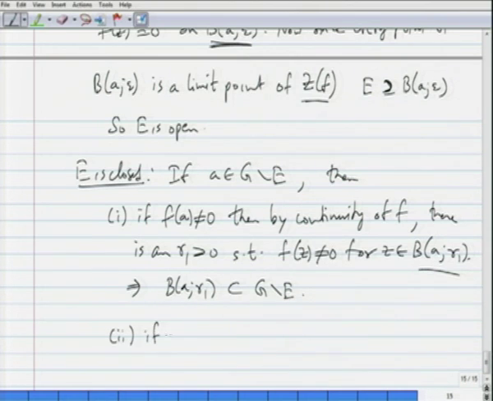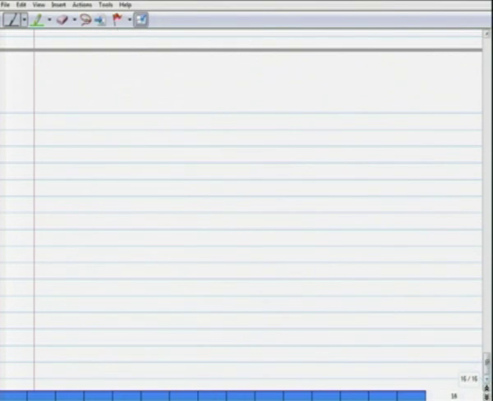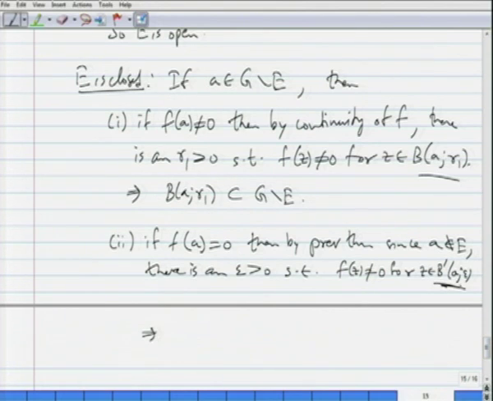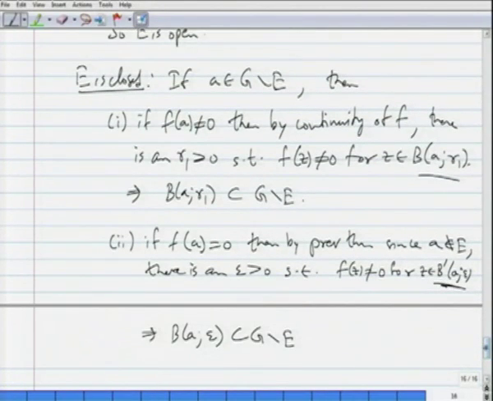Second, if f of A is equal to 0, then by the previous theorem, since A is not a limit point, A does not belong to E. So A is not a limit point, there is an epsilon positive such that f of z is not equal to 0 for z in B'(A, epsilon). That is by the previous theorem once again. So this implies B'(A, epsilon) is disjoint from the zero set and A is not in E. So this implies B(A, epsilon) is contained in G minus E. So in either case there is a neighborhood around A which is contained in G minus E if A is not in E. So this implies E is closed.